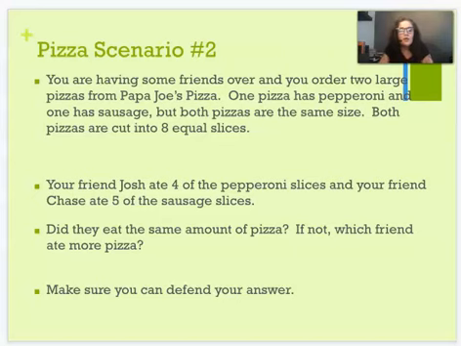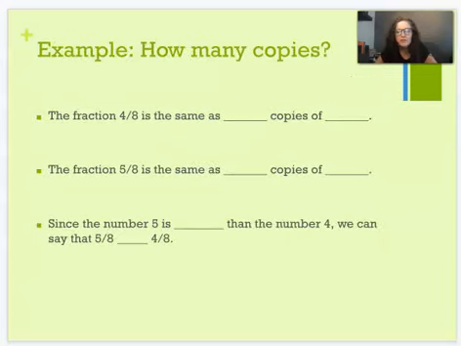Now, in this case, our numerators are different, but our denominators are the same. This you're probably much more familiar with, but let's look at it with copies of statements. So the fraction 4/8 is the same as 4 copies of 1/8, and the fraction 5/8 is the same as 5 copies of 1/8. Since 5 is larger than the number 4, we can say that 5/8 is greater than 4/8, because now the pieces are the same size. And we just have more pieces because our numerator indicates the number of copies or pieces.